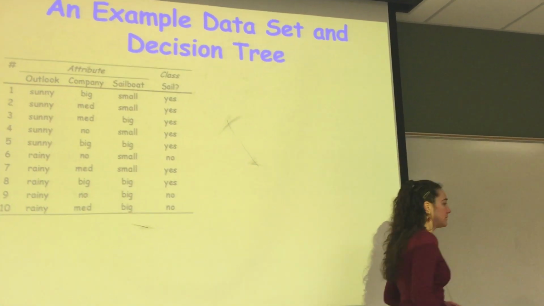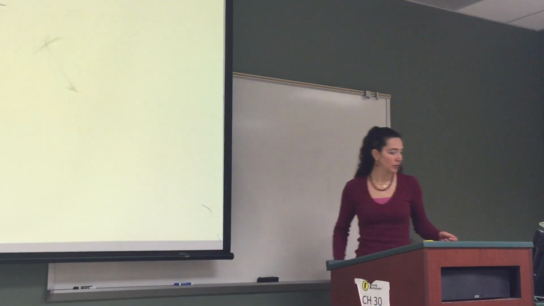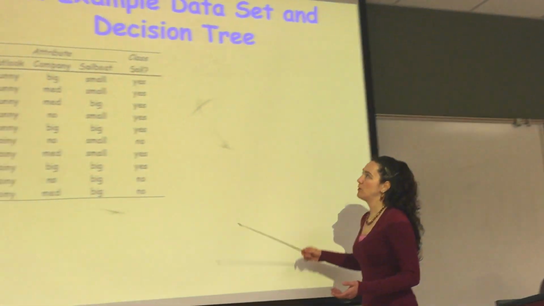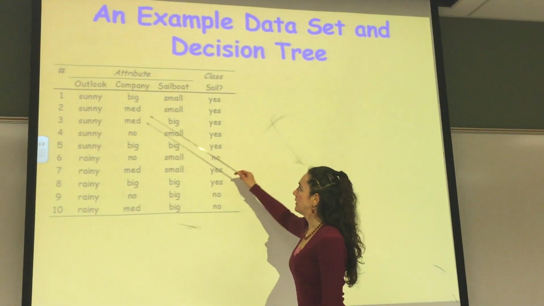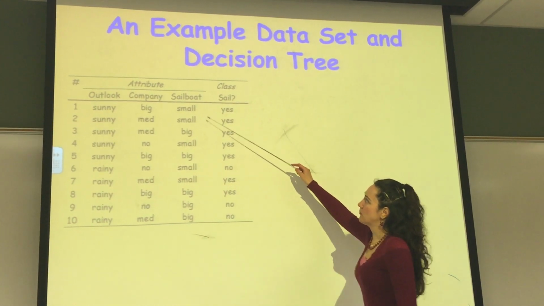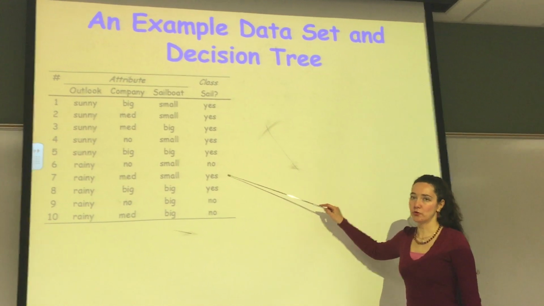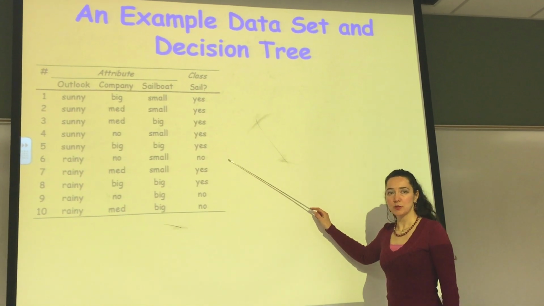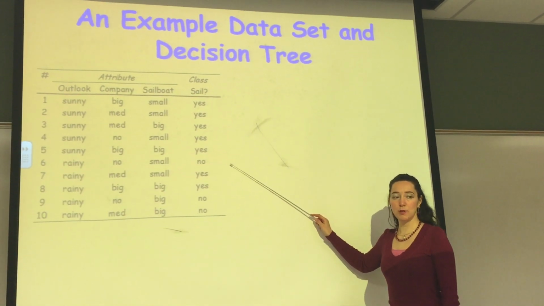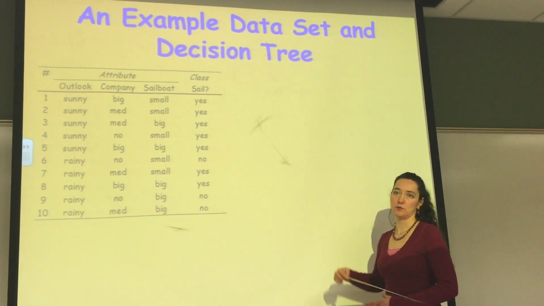In this case, the data talks about how the weather looks like, and if it's sunny or rainy, and what type of boat we have, and whether we should sail the boat or not that day. So this decision tree will help us to make a decision: yes, sail the boat, or no, do not sail the boat.